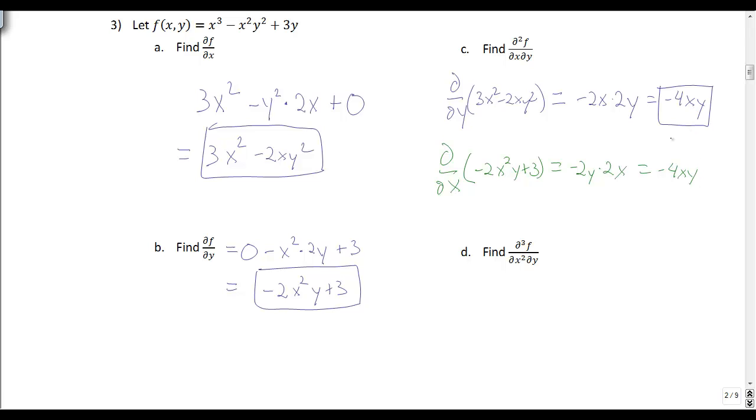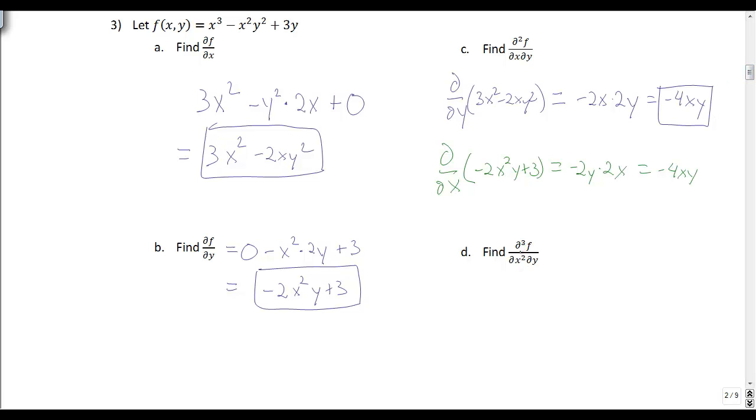So this is the key thing. As long as our function is sufficiently nice, which this is, a polynomial, that's going to work out. There are some technical definitions you could put there. These two mixed partials should be equal, and so you can do them either way. You don't have to do both of these to solve the question. You can do either one.